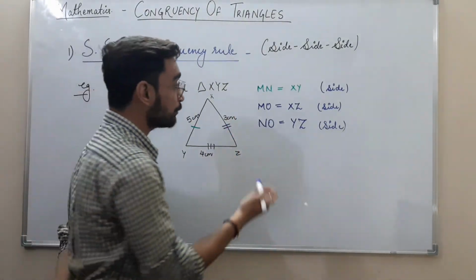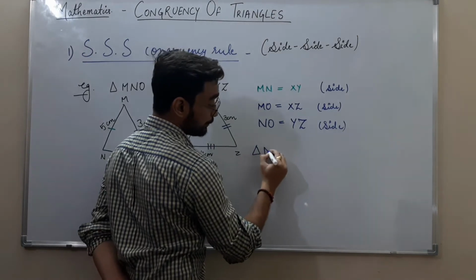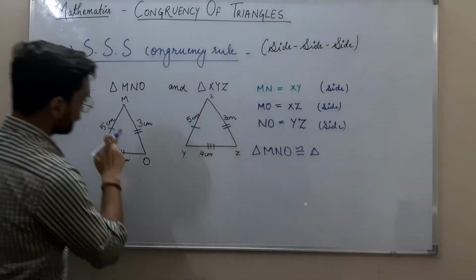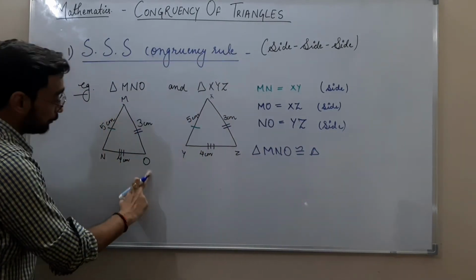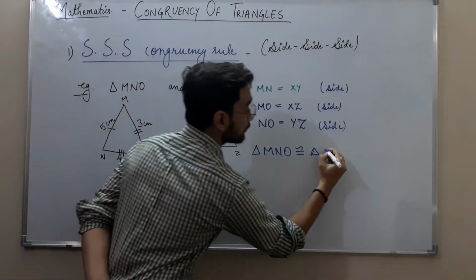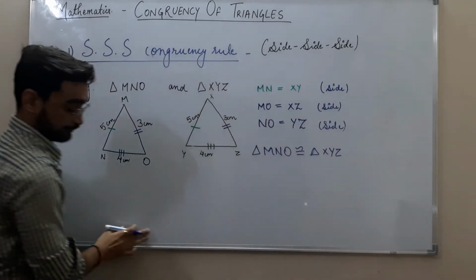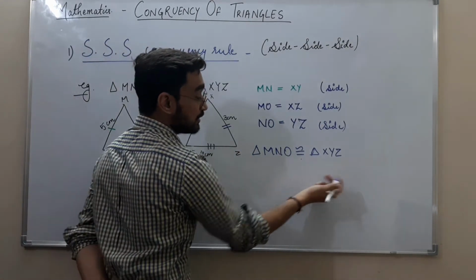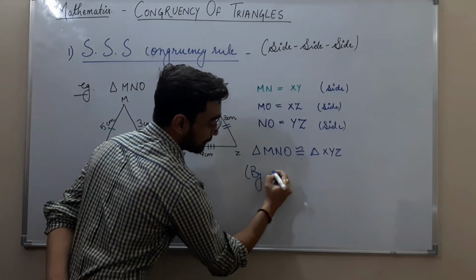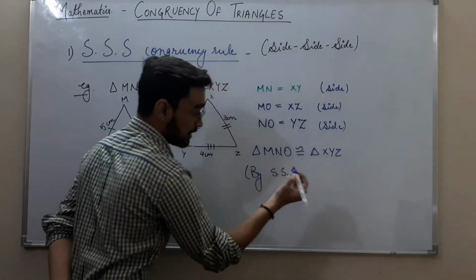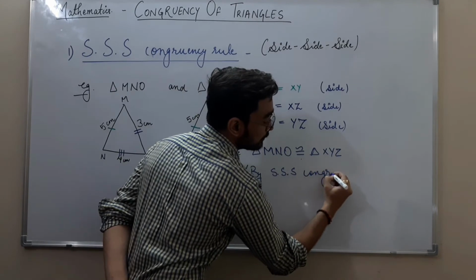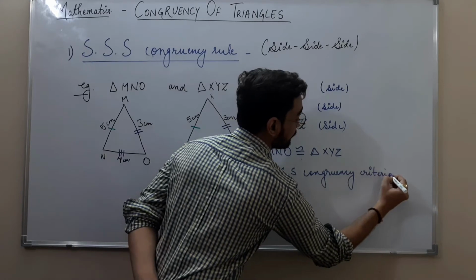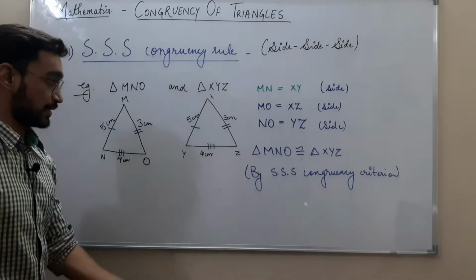If three sides are equal in both of the triangles, can I say that triangle MNO is congruent to triangle XYZ, since MN is equal to XY. So triangle MNO is congruent to triangle XYZ by S.S.S. Congruency Criterion or Congruency Rule. Anything you can say that.